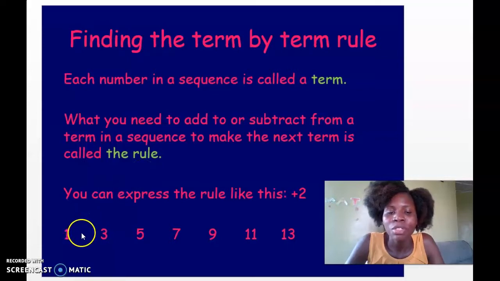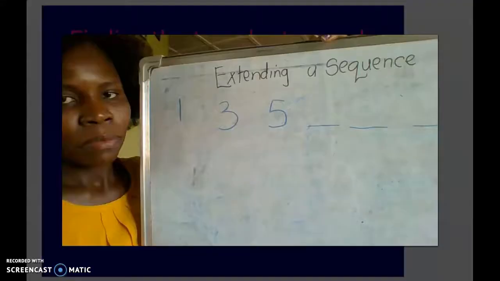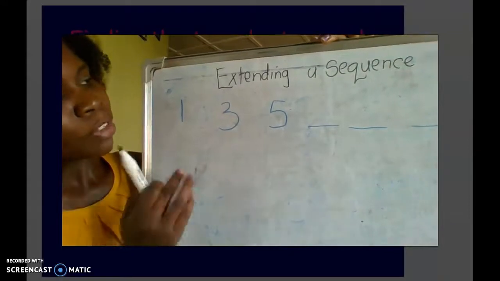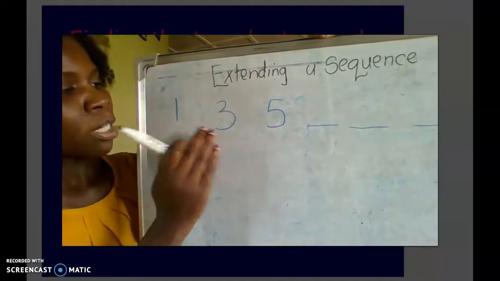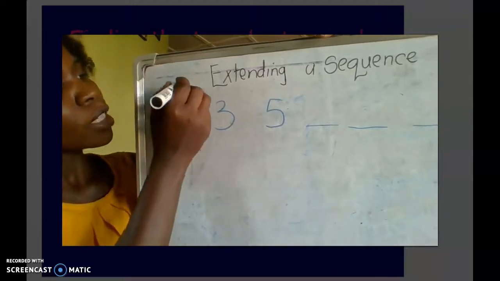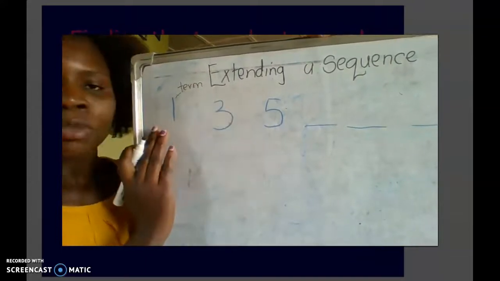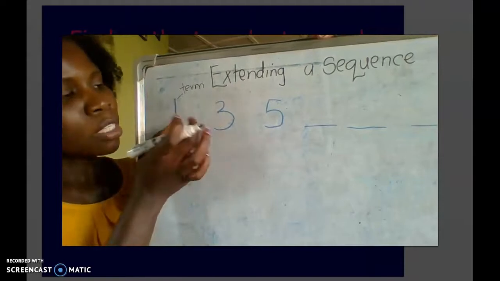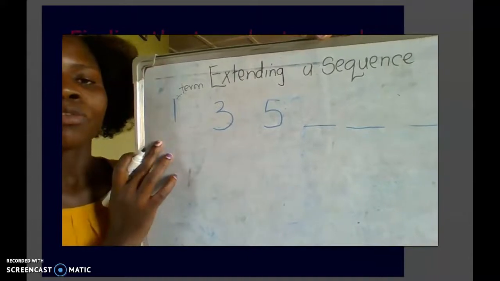For example, we are going to check 1, 3, 5, 7, 9, and we see what is missing, what is in the gap, and what is our term rule. So let's look at this example. I have in my sequence 1, 3, 5. Which name did we give the numbers 1, 3, and 5? We said 1 is a term. And then we need to know the questions we need to ask ourselves. What is in between 1 and 3 is a gap, and that gap is what you're going to look at to find the rule.